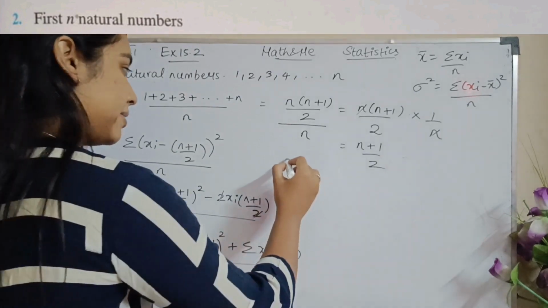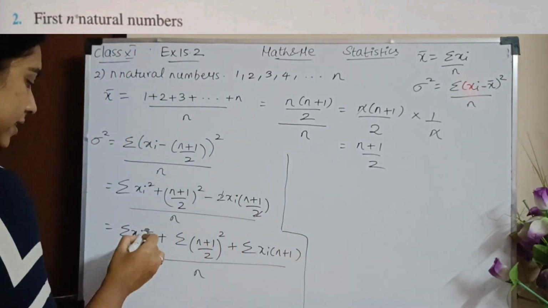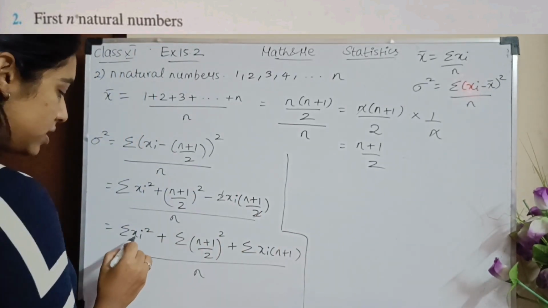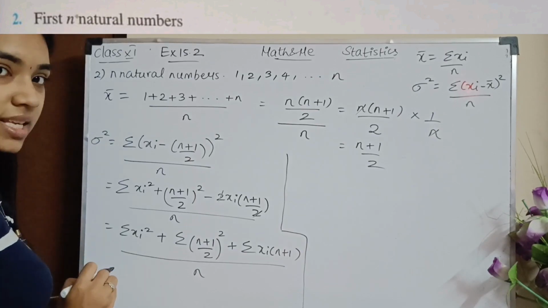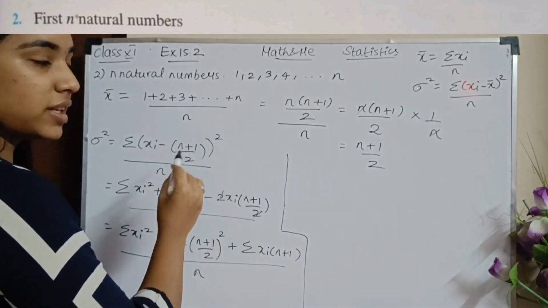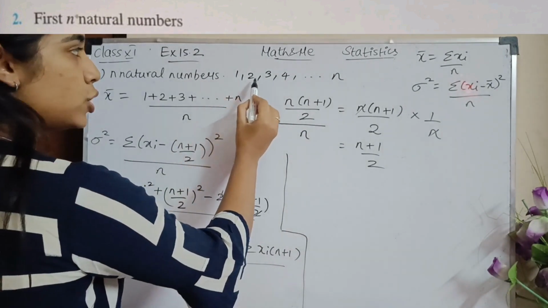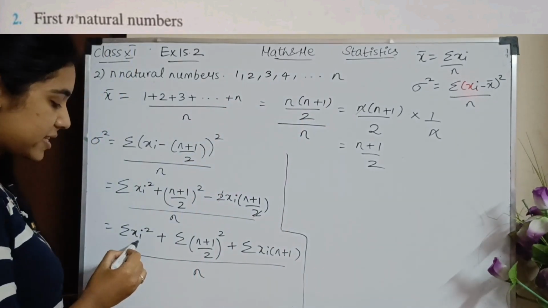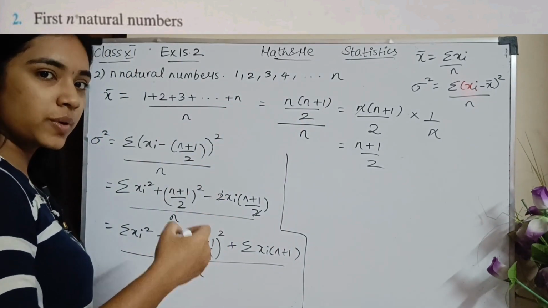Correct? So, this is what I have. Now, this term is dependent on the summation. This is xi square, which is the sum of the squares of the numbers. So xi takes the values 1, 2, 3, 4 until n. When I have xi square, it will be 1 square plus 2 square plus 3 square.